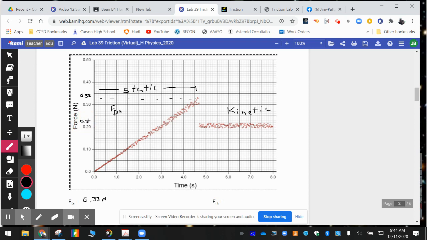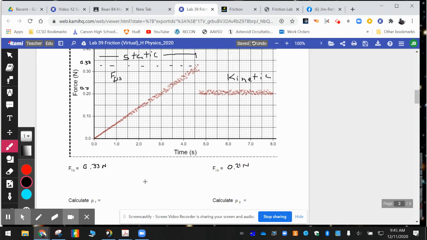So 0.21. Everybody know where this 0.21 came from? It came from right here, the average of this, right? The average. So 0.21 newtons. That's what this is. So here's the static friction, which is 0.33, and here's the kinetic friction, 0.21. So considerable difference, right?